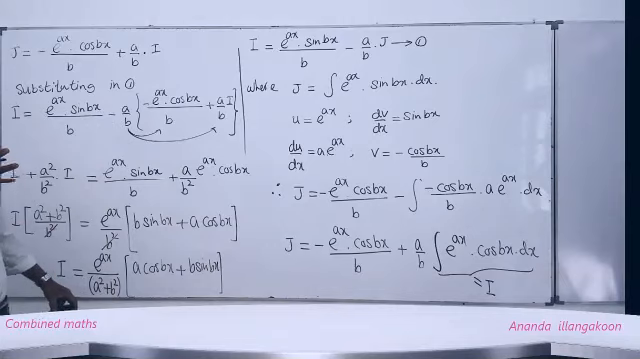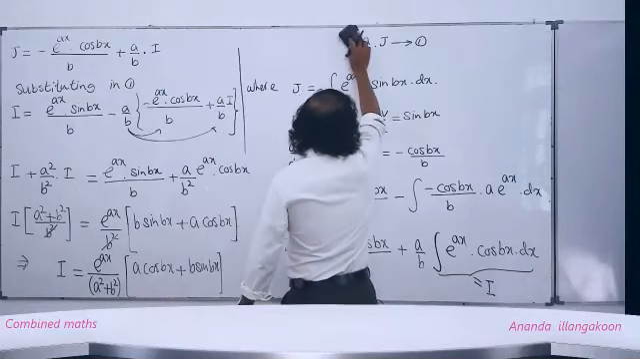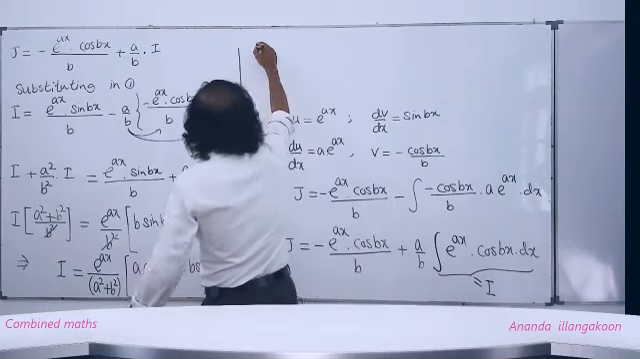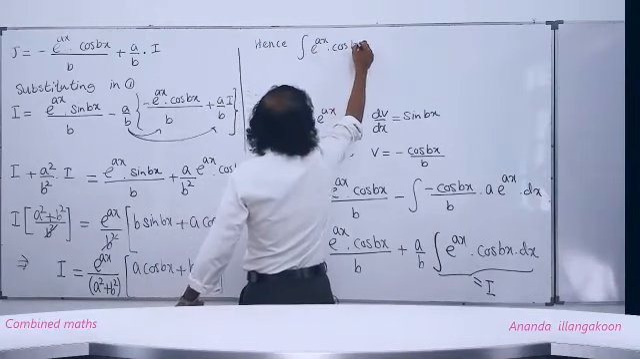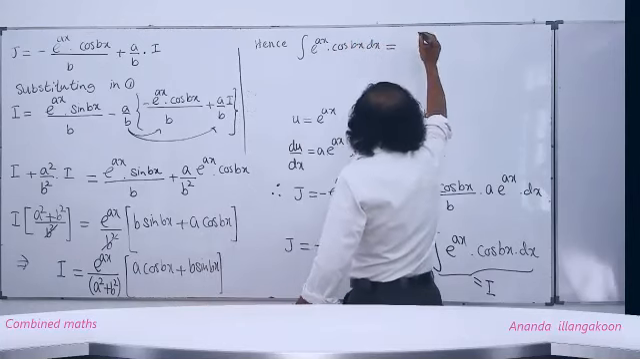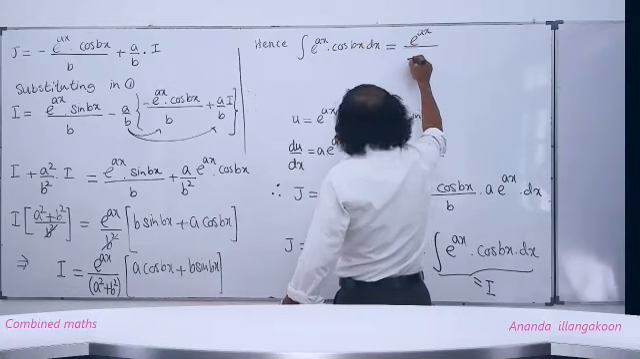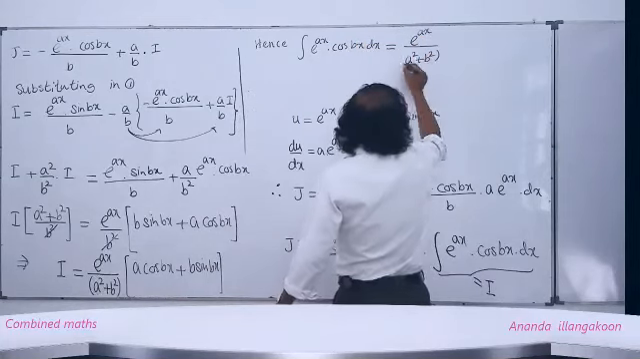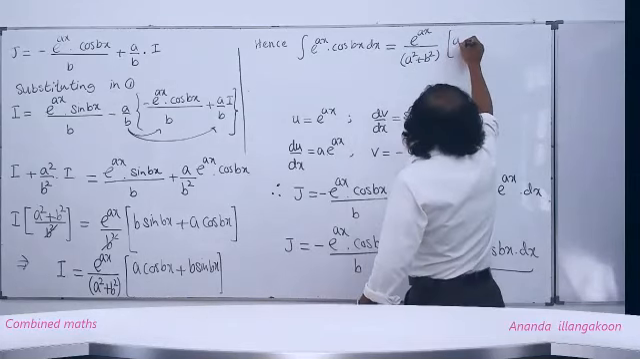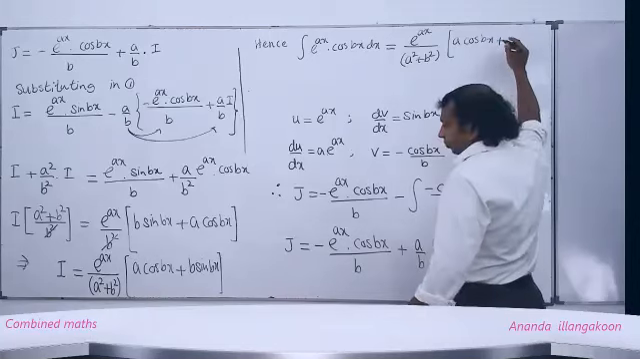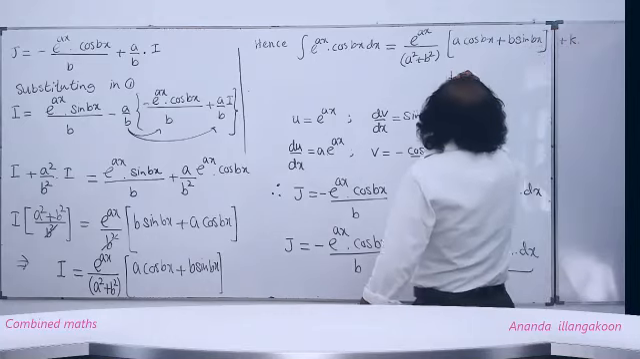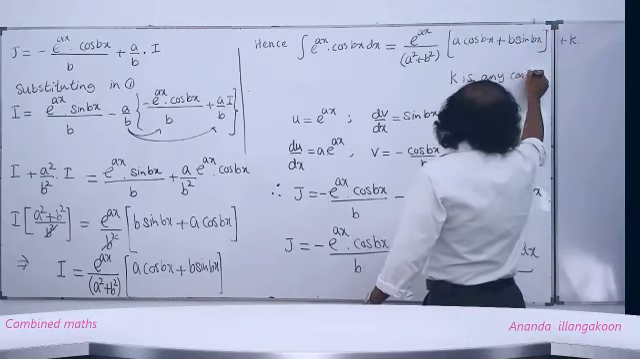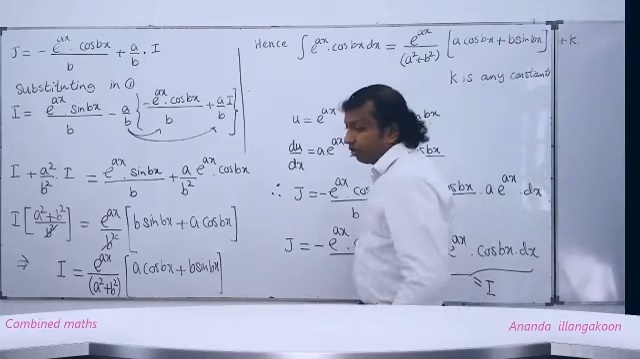Right. So then, what is this I? I is that integral of e^(ax) cos bx, no? Therefore, you can take the final answer. Hence, we can take the answer: the integral of e^(ax) cos bx dx is therefore e^(ax) divided by a squared plus b squared times a cos bx plus b sin bx plus k. Write down k is any constant. This is how we take the final answer.